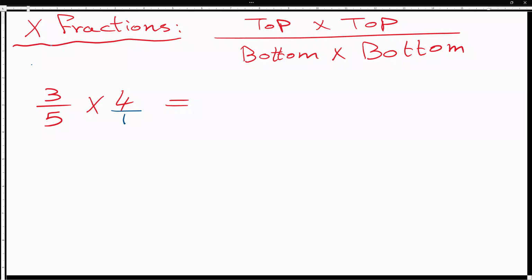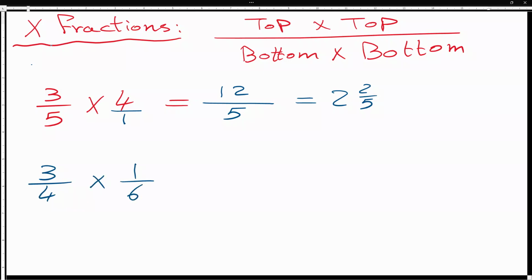So from this step, all you're going to do is 3 times 4, which is 12, divided by 5. How many 5s in 12? 2, remaining 2/5. Done. Next one is, okay, if I said 3/4 times 1 out of 6.